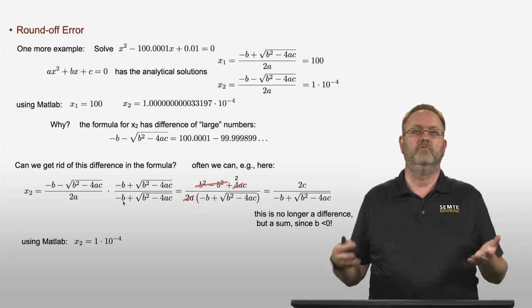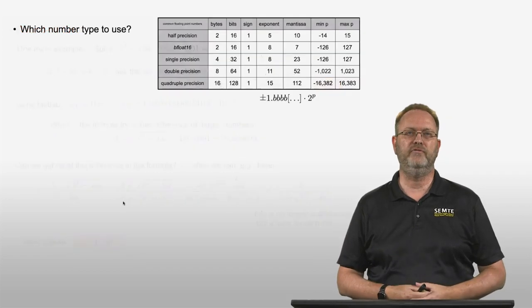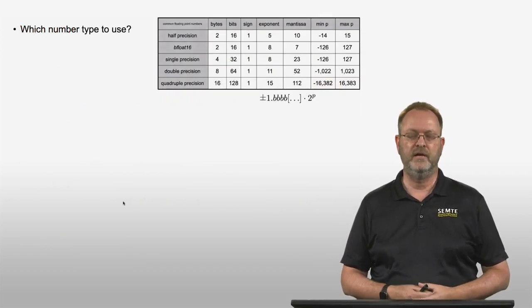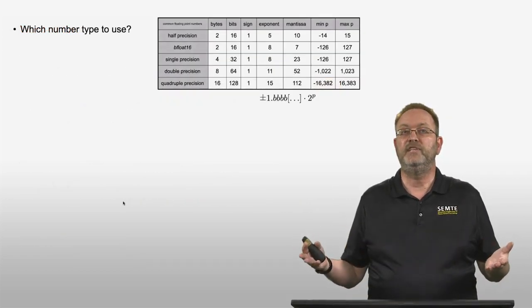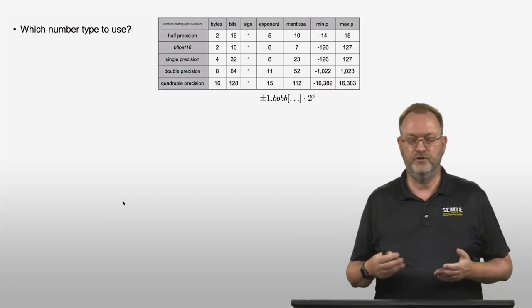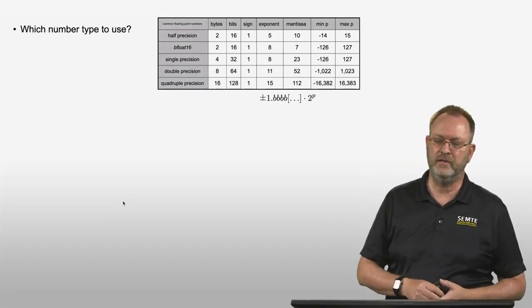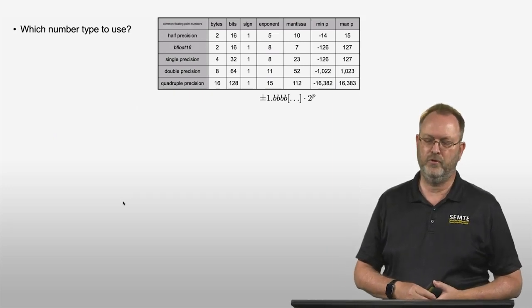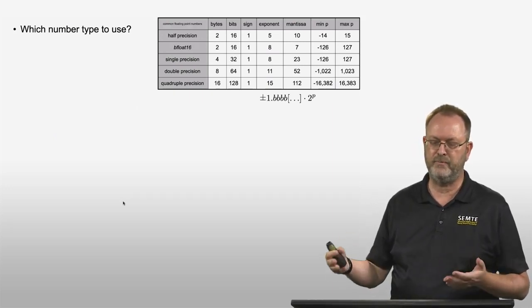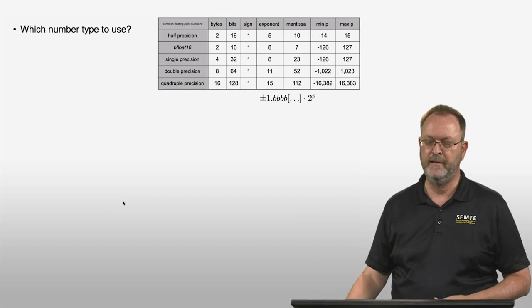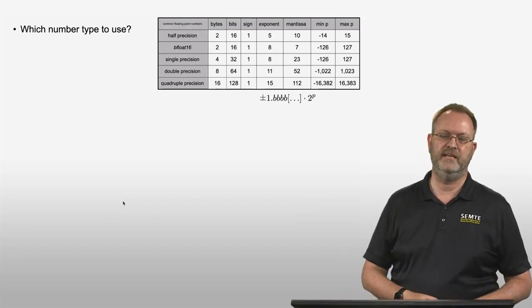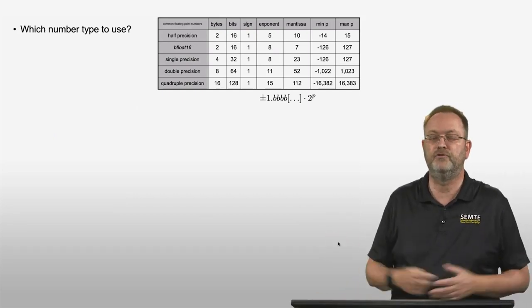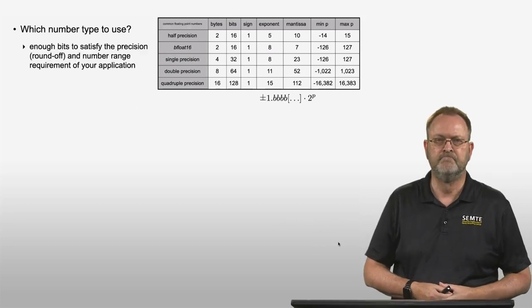Okay, so with that in mind, that we have these round-off errors in our numbers, which of the number types that we previously talked about should you use? Here is again this table that defines these different number types from IEEE 754: half precision, single precision, double precision, and quadruple precision, and then also the B-float 16 number type. So which number type should you use for your application?